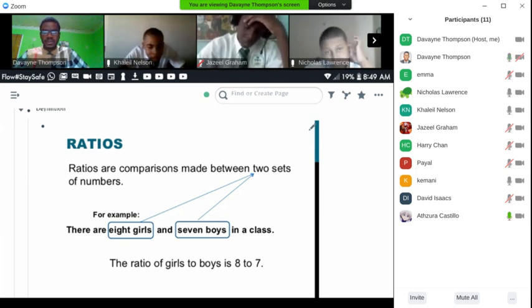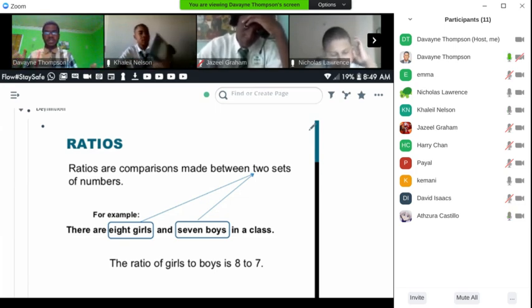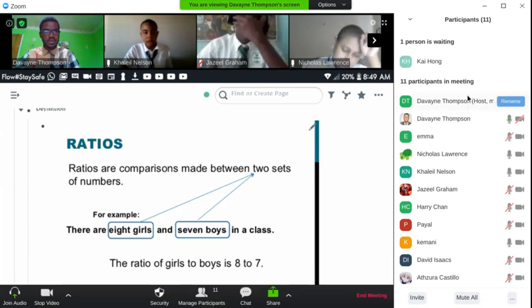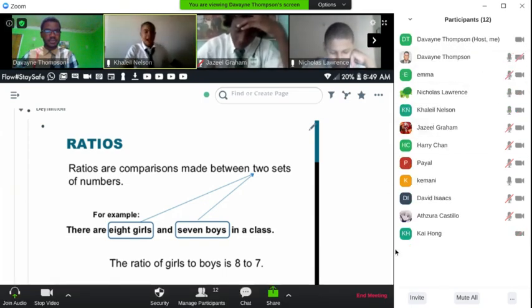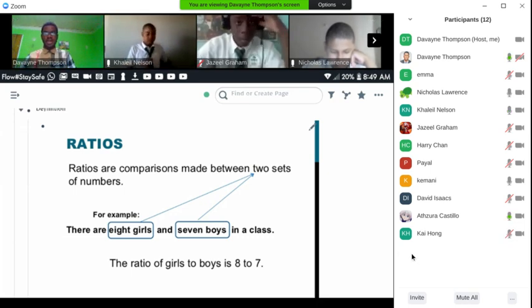Oh, the ratio, sir? Right. So if I told you it is 8 girls and 7 boys, how would you get now the total number of students in that class? You're 15. Right. And what did you do? Added them. Right. So you added the two numbers that are being compared.